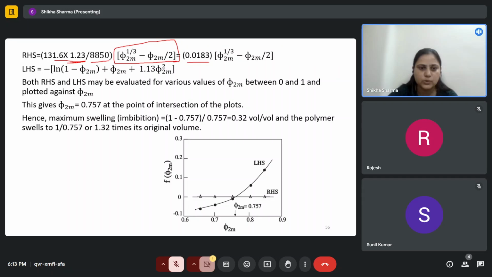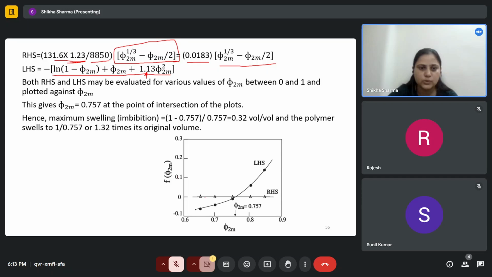So 131.6 multiplied by 1.23 divided by 8850 will be nothing but 0.0183, and multiply by this phi equation. Then on the LHS side, only the chi value is given, which is 1.13, so we can put it in the LHS equation. So we know both the LHS and RHS, and now we can compute the phi 2m value from the graph. This graph at the bottom is plotted between phi 2m, the volume fraction, and how the functionality f changes with respect to phi 2m.